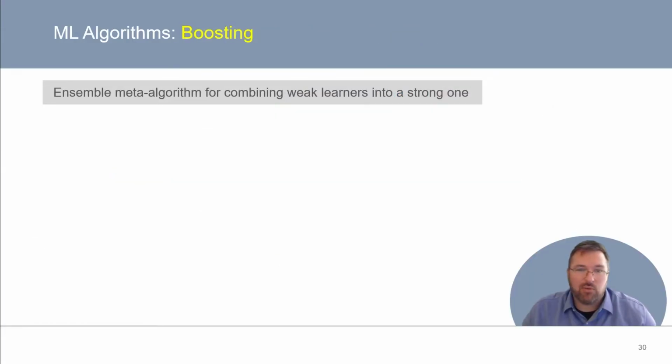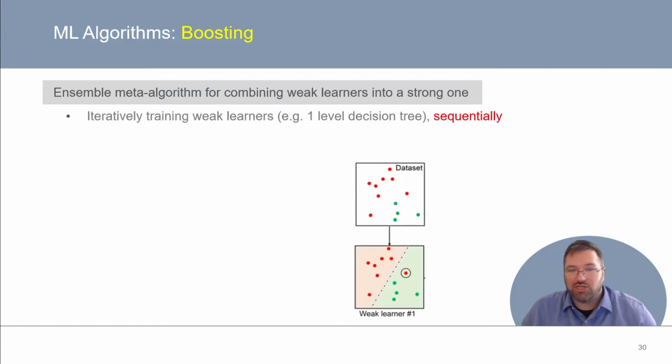Boosting is an ensemble meta-algorithm approach for combining multiple weak learners into a single strong one. This approach is iterative, training weak learners sequentially, where, for example, a weak learner could be a one-level decision tree, which basically amounts to a linear boundary in decision space. So here we have our data set, and we have trained our first weak learner trying to separate out one class from the other. Boosting focuses on the errors made in the previous modeling attempt. For example, the red dot highlighted here was misclassified by our first weak learner.